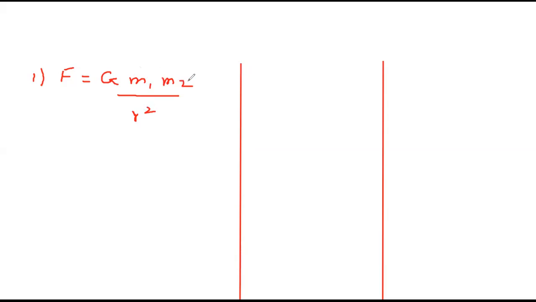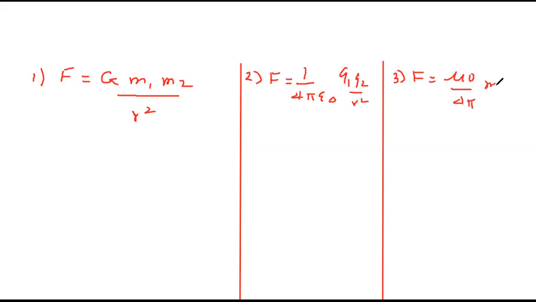Between the masses, force is called gravitational force. Between the charges, force is called electrostatic force. This you will study this year. Further, 1 upon 4 pi epsilon naught is Q1 Q2 upon r square. Epsilon naught is called permittivity. Due to two magnetic poles, force is given by mu naught upon 4 pi m1 m2 upon r square, where this mu naught is called permeability.